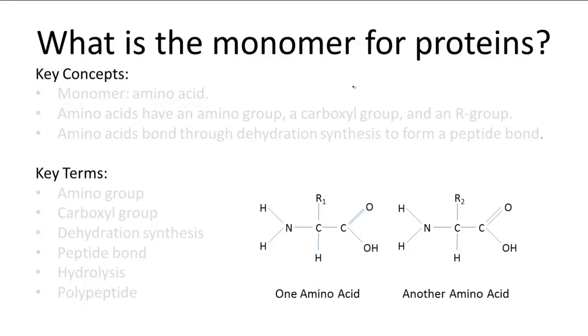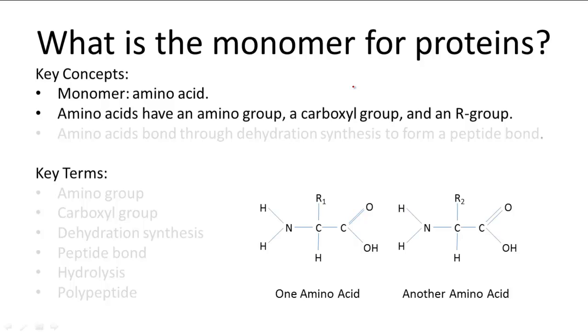Proteins are polymers of the monomers amino acids. It is pretty important to learn how to recognize amino acids, and fortunately they have a pretty straightforward structure. All amino acids have an amino group, a carboxyl group, and an R group.